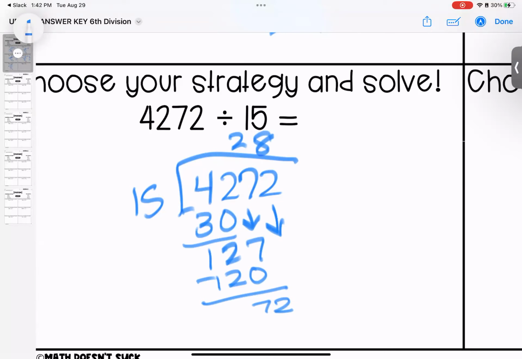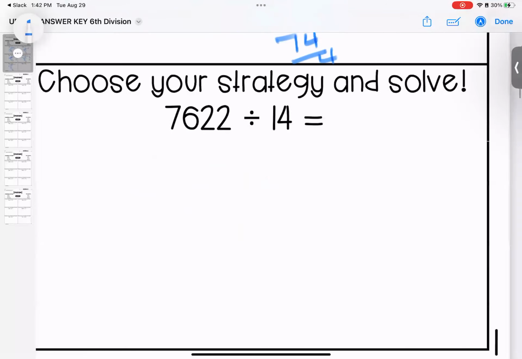Again, this is where having those tables is going to help me. 15 times 5 is slightly too big at 75, so I'm going to do 15 times 4. When I do 15 times 4, I get 60. I subtract, I have 12 left over. 12 is big, but it's smaller than 15. So it is going to be our remainder, 284 with a remainder of 12.